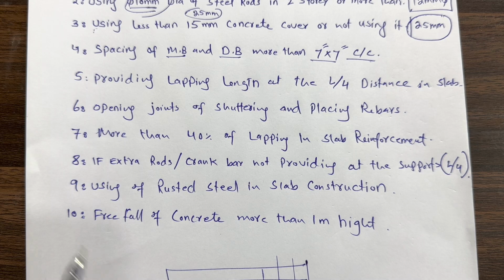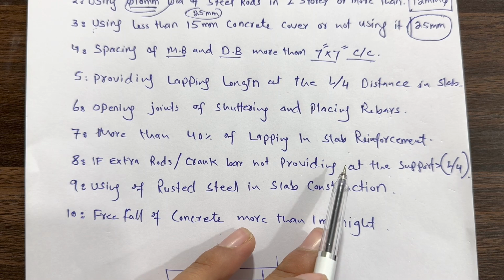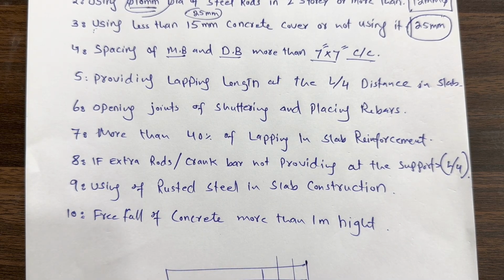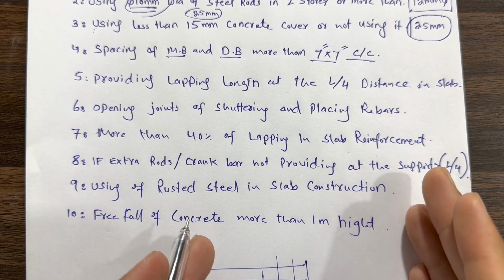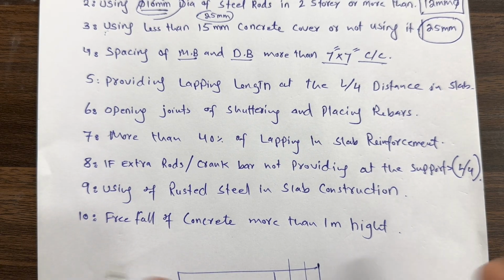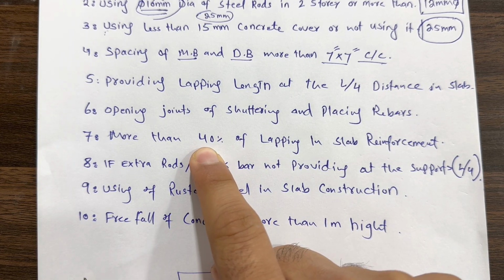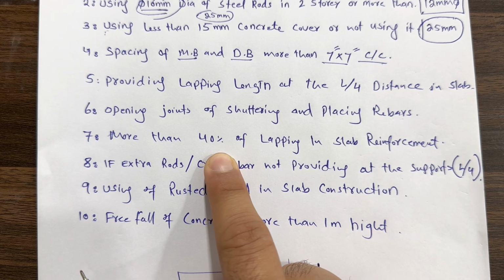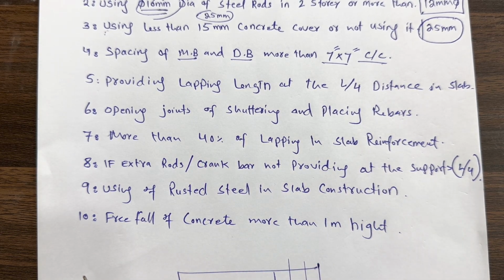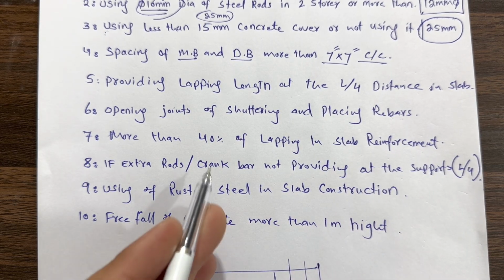Let me guide you to the seventh one, more than 40% of lapping in slab reinforcement. Sometimes we require the lapping length, because the standard length of the steel rod is 60 feet and 40 feet, okay, 40 grade and 60 grade. In that case the length is not sufficient. So to extend the length of steel reinforcement in the construction of beam, column or slab, especially for residential or commercial buildings, don't use more than 40% of lapping. If you have more than 40%, it means that is not a proper, first class structural design, okay? Therefore it should be less than this.